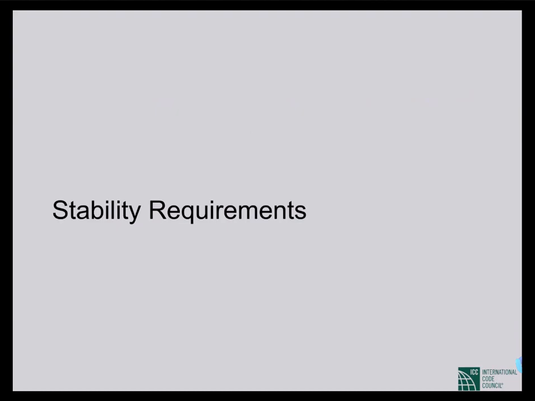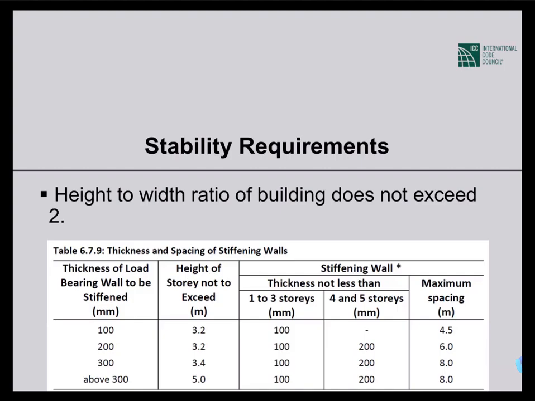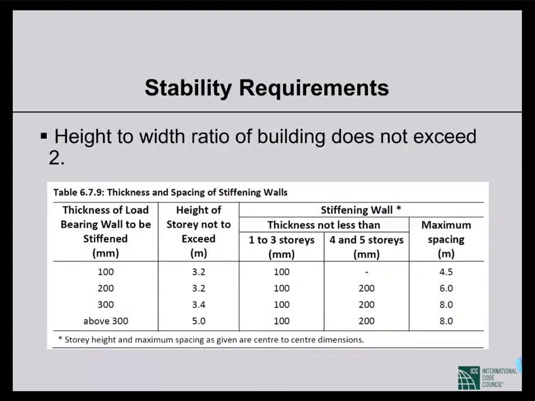Now the stability requirements, so that is very important. In case of masonry, since in our analysis we are not considering the second order effects, we have to make sure that second order effects do not come, or even if second order effects come, they are not significant. So the basic requirement is that the height to width ratio of a masonry building cannot exceed 2.